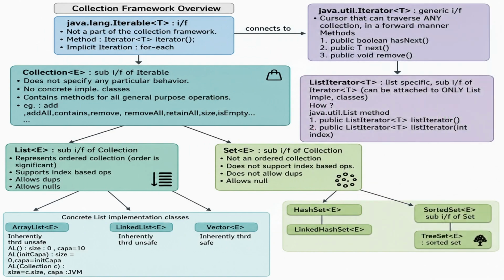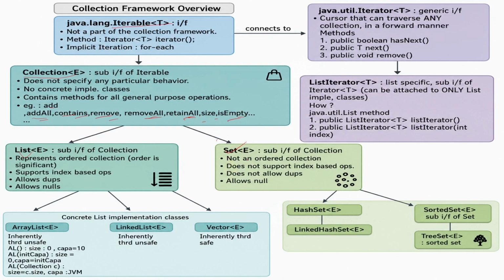So this hierarchy we have seen as part of the collection. Iterable is the parent interface, then the collection interface is the child interface of iterable. The collection interface provides common methods which every interface can use. We can use them in list also, and we can use them in set also. These are the common methods: addAll, contains, removeAll, retainAll, size, isEmpty. We can use them in list as well as set.